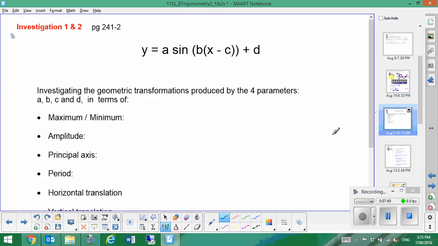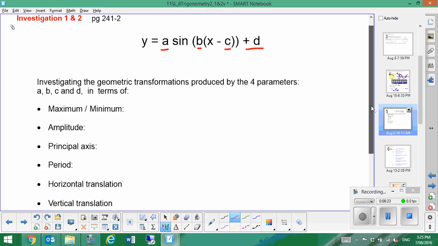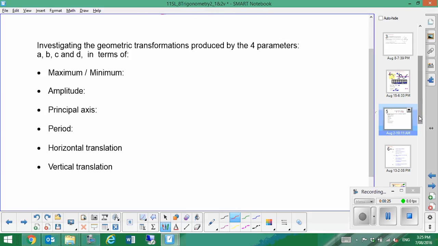In class, you've probably started looking at that investigation. So here we wanted to see, if we now want to start changing our graph, how do we change it so it looks like the Ferris wheel in a real situation. We can put all these values in, our A, B, C, and D, and transform the basic curve y equals sine x into something that matches the situation. So you were looking at what effect these values had on the maximum and minimum, the amplitude, the principal axis, the period, the horizontal translation, and the vertical translation.